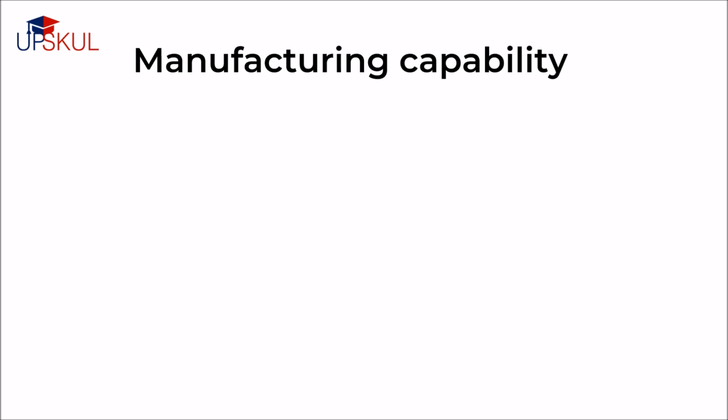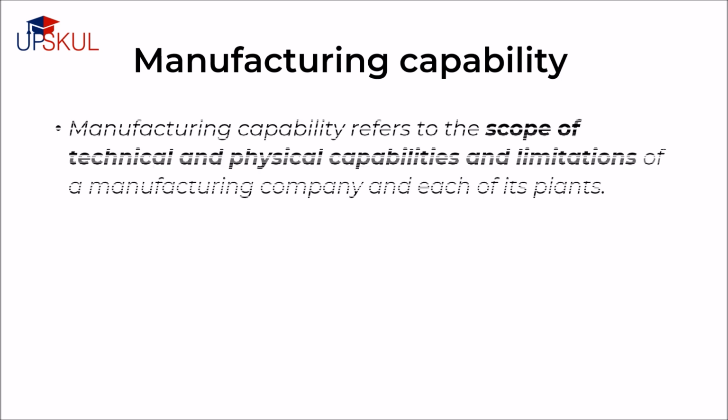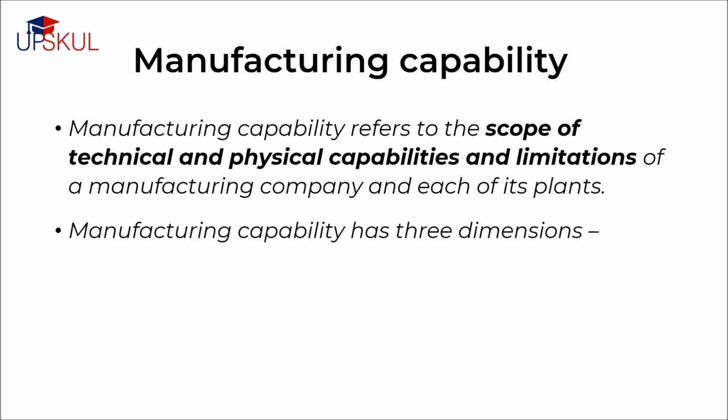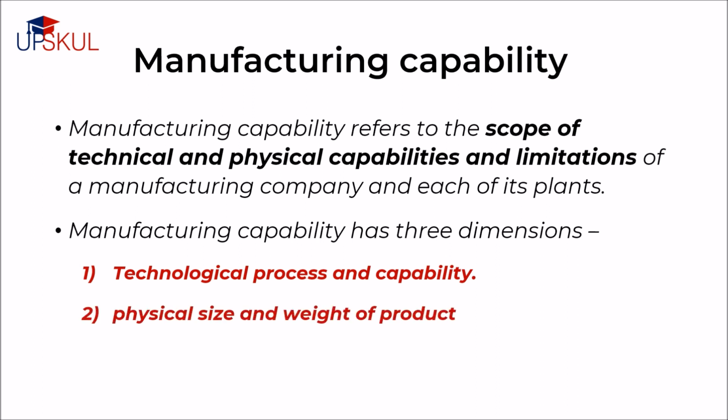It must only do certain things and it must do these things well. Manufacturing capability refers to the scope of technical and physical capabilities and limitations of a manufacturing company and each of its plants. Manufacturing capability has three dimensions: 1. Technological process capability. 2. Physical size and weight of the product. And 3. Production capacity.